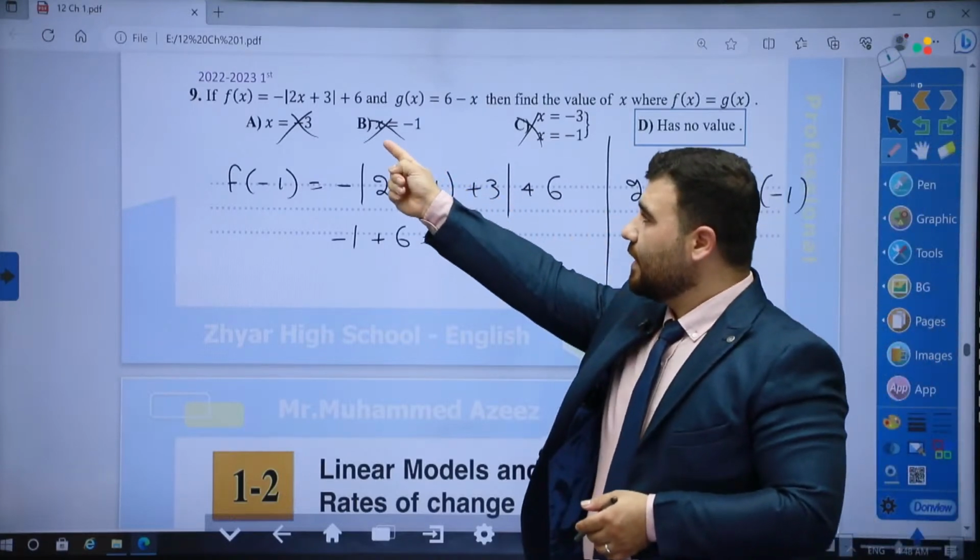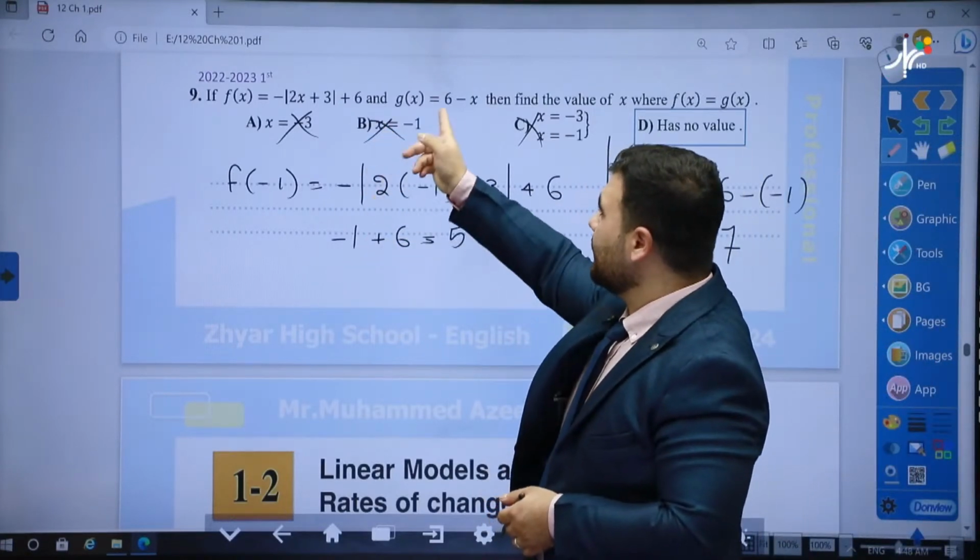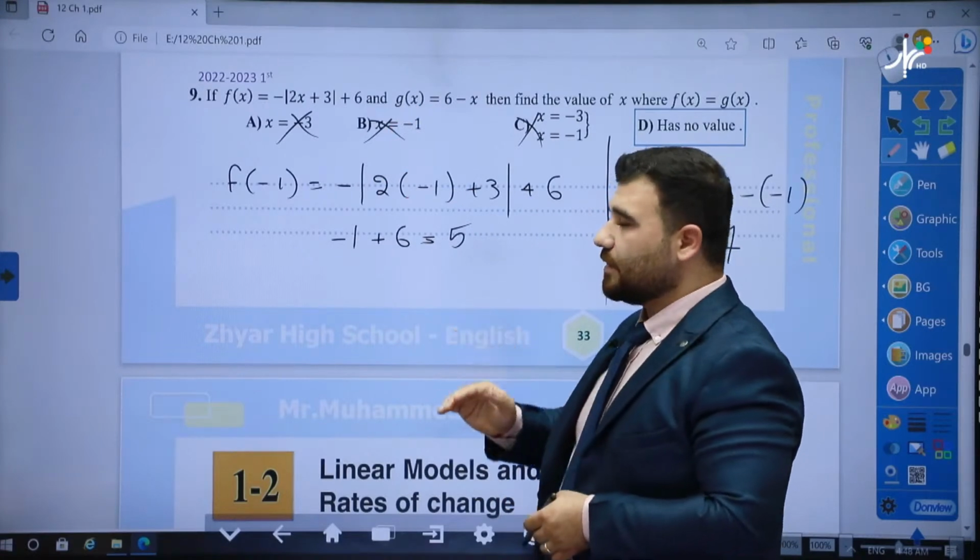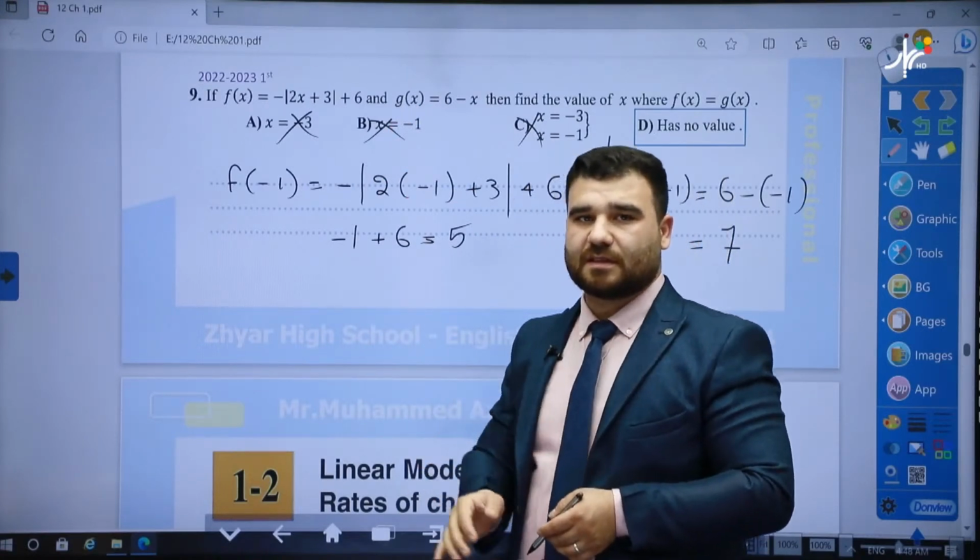If we graph them, this graph is upside down. This graph is also decreasing, but the two graphs don't intersect.